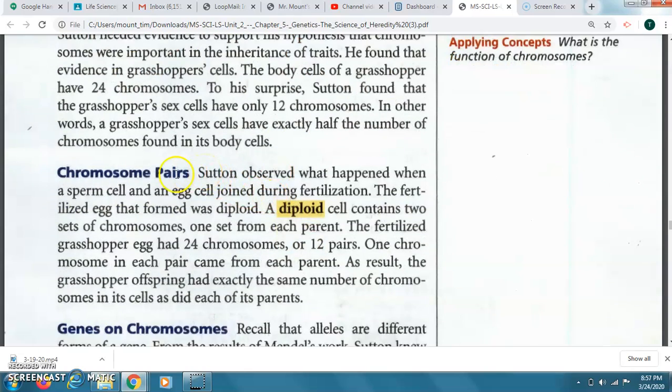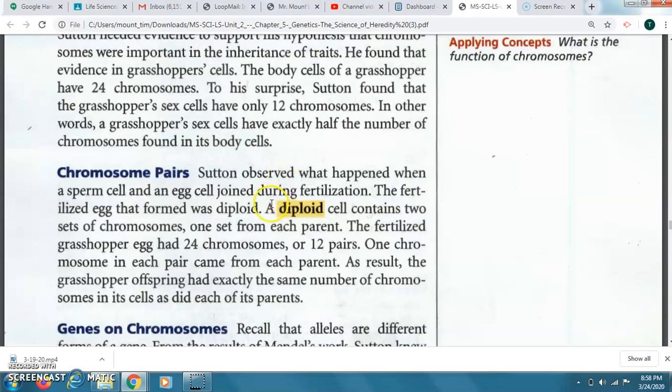The next paragraph, chromosome pairs. Sutton observed what happened when a sperm and egg cell joined together during fertilization. The fertilized egg that formed was diploid. A diploid cell contains two sets of chromosomes, one from each parent.